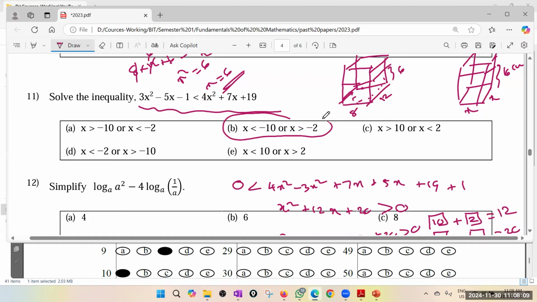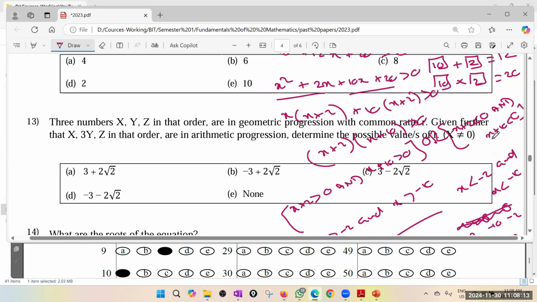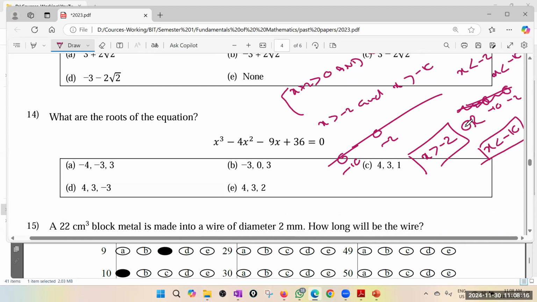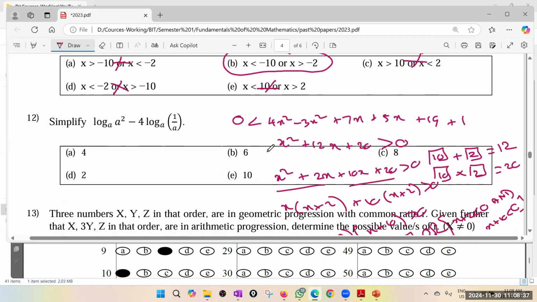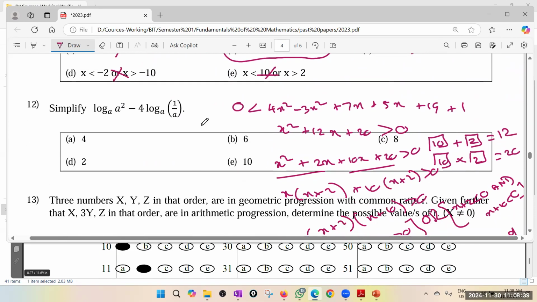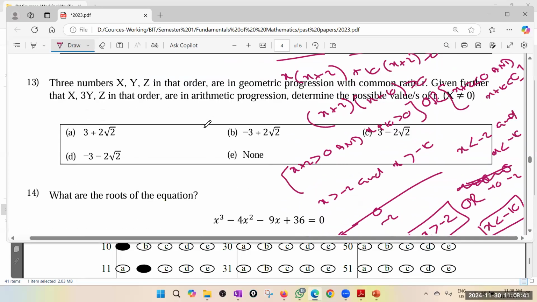X must be O, right? X must be less than -10, or x must be greater than -2, right? So this is x is greater than 10, this is x is less than 10, this is x is greater than -10, but this x is less than -2, this x is greater than, no, that is also wrong. Answer is B, right? 11th one, answer is B. Yes, B. Okay. Right. 12th question.